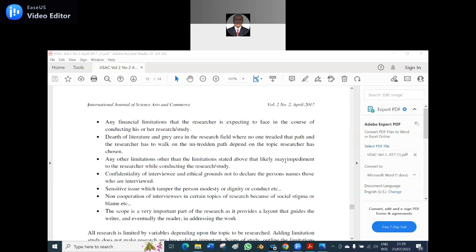The sensitive issues which tamper a person's modesty, dignity and conduct, just now I referred to it, and non-cooperation of interviewees in a certain topic of research because of social stigma or social taboo or blame. And the last point is the scope, a very important part of this research, as it provides a layout that guides the writers, and eventually the readers, in addressing the work. So the scope is different and limitations are different. The scope will give what would be the scope of that particular thing and how it can be useful to the society in general.